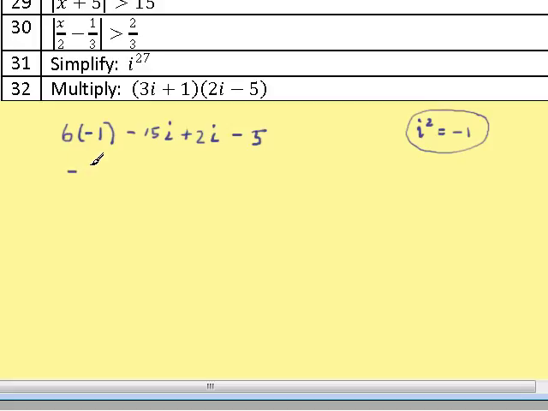So we have negative 6. Here we add these, negative 13i, minus 5, and let's just combine the minus 6 minus 5 is minus 11, minus 13i.